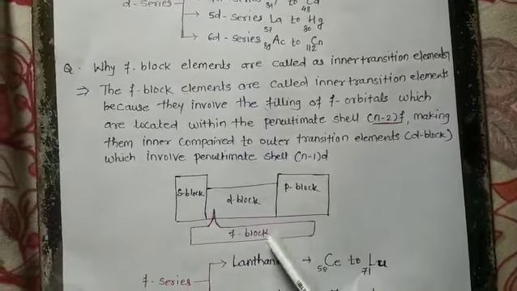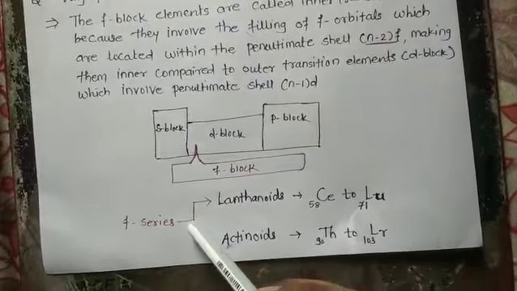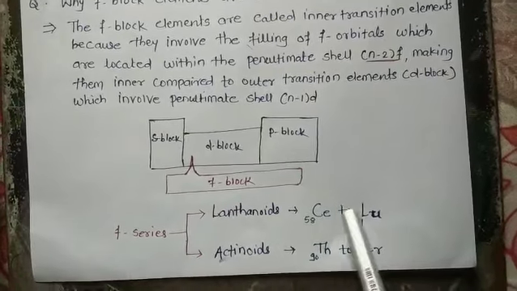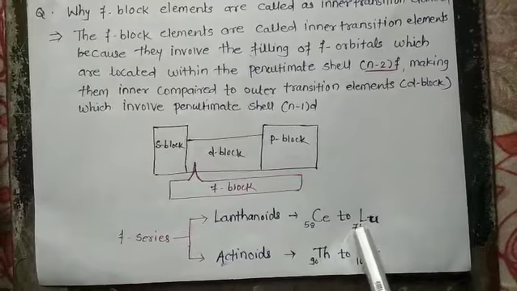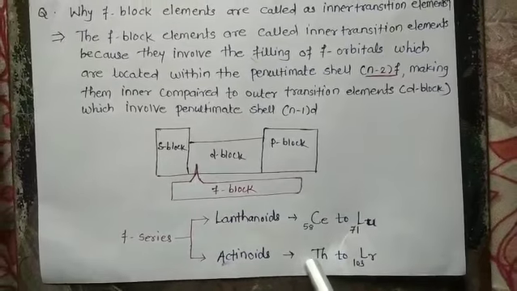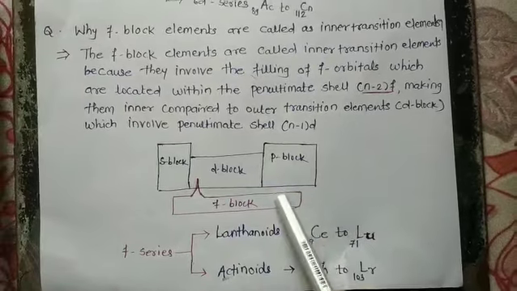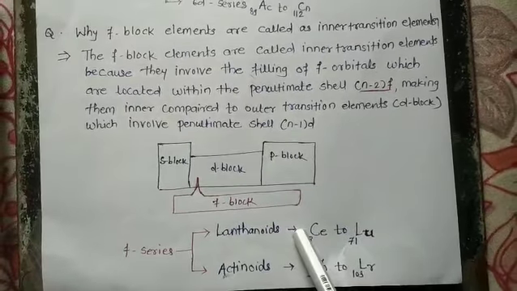Okay. Now there are 2 F series, that is lanthanoids and actinoids. So lanthanoids from cerium to lutetium and actinoids from thorium to lawrencium. Okay, so this is all about D transition and inner transition elements.